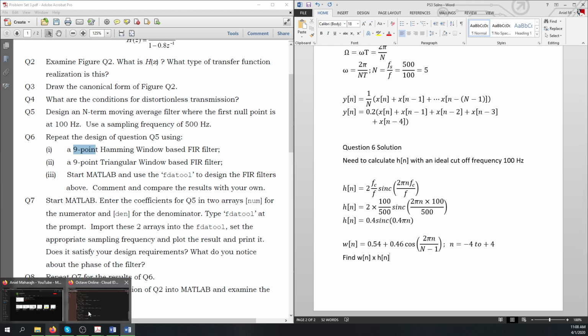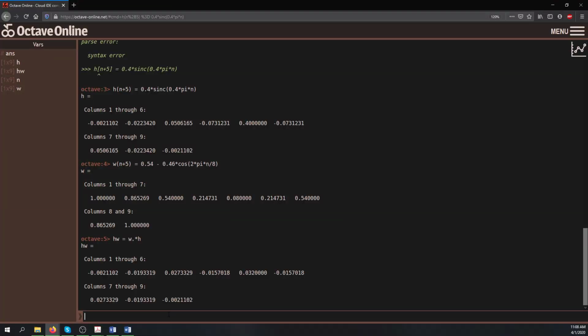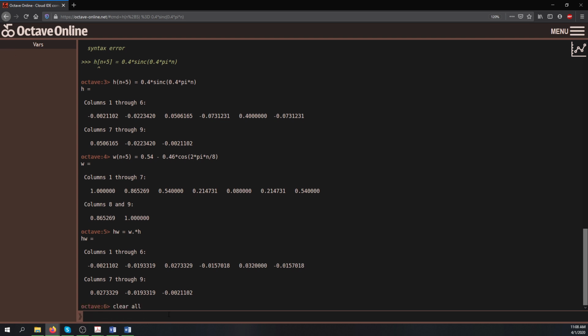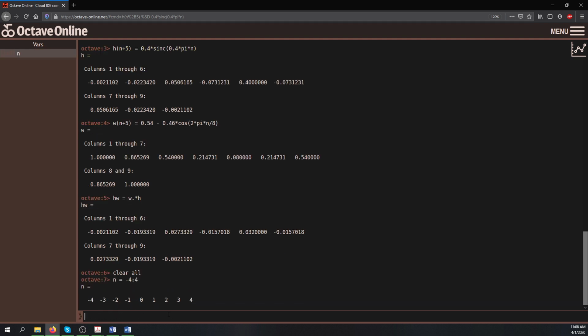So let's jump back into Octave here. I'll repeat the steps. So, clear all. n here was equal from -4 to +4. This here needs to be a length of 9 values. So this will be 1, 2, 3, 4, 5, 6, 7, 8, 9. And it needs to be symmetrical about the 0 point here.